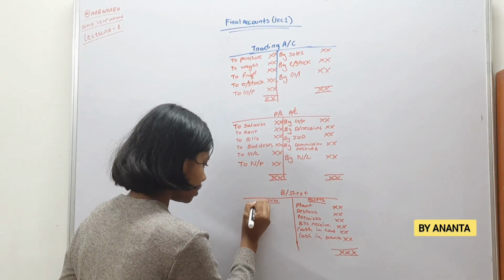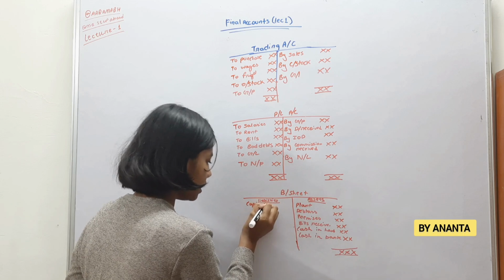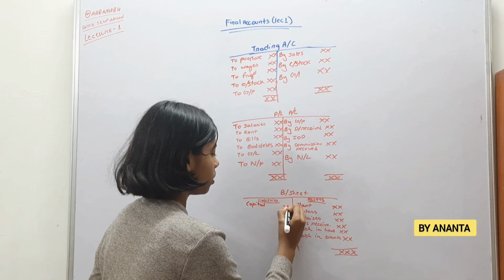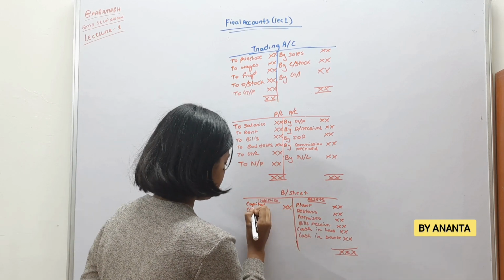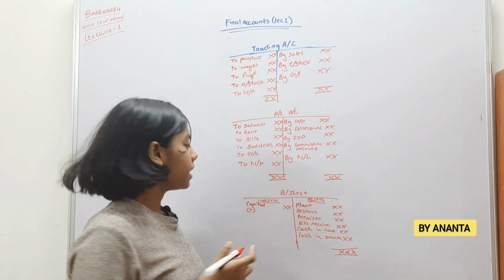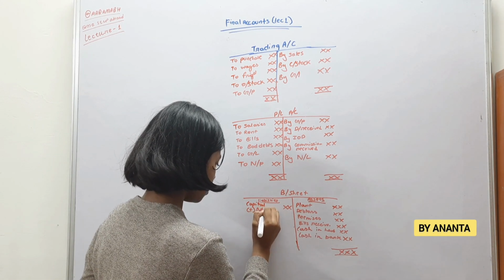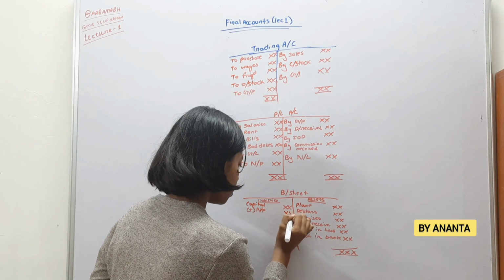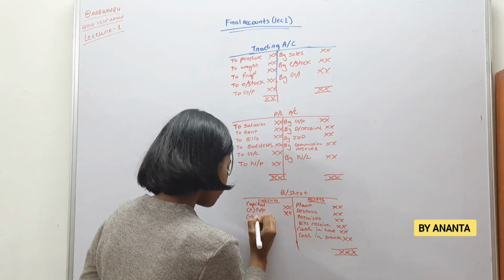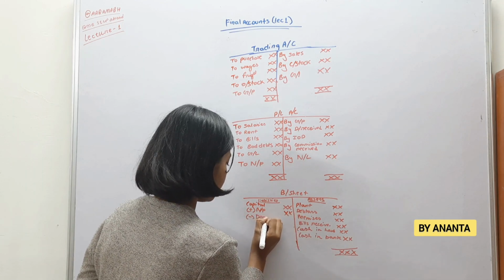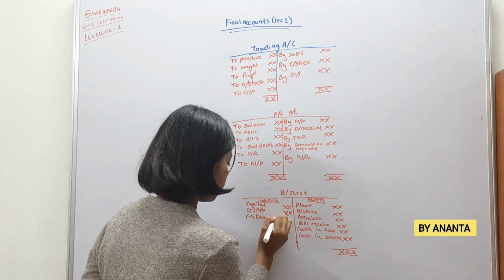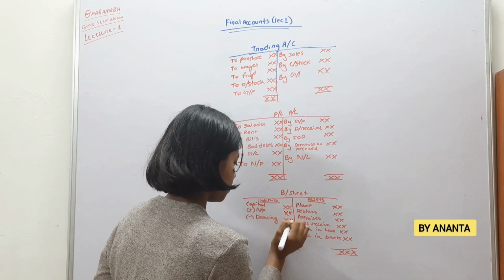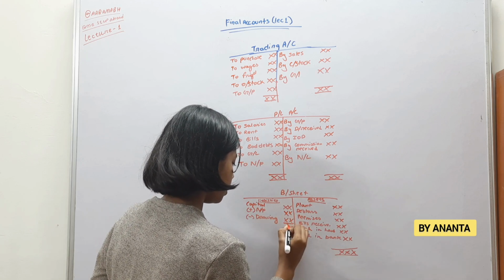First, we'll post our capital, and then in that we will add our net profit, the one which we have calculated over here. And then if there are drawings given, we'll less it. Then we'll get the amount.